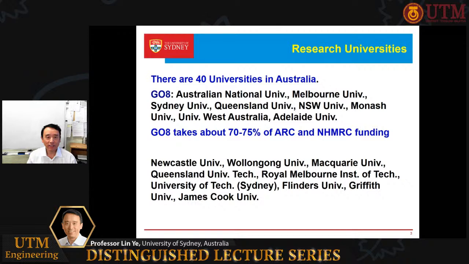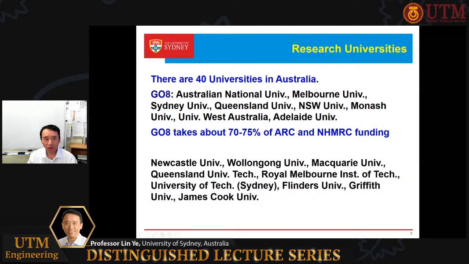For example, there is the Australian National University in Canberra, in the Capital Territory. Melbourne University in Melbourne. Sydney University in Sydney. Queensland University in Brisbane. Then we have the University of New South Wales, which is not far away from Sydney. Then we have Monash University, which is in Melbourne. Then we have the University of Western Australia, in Perth. Then we have Adelaide University, which is in South Australia.